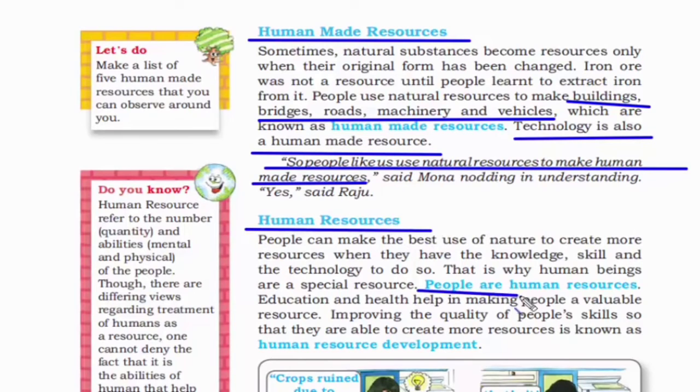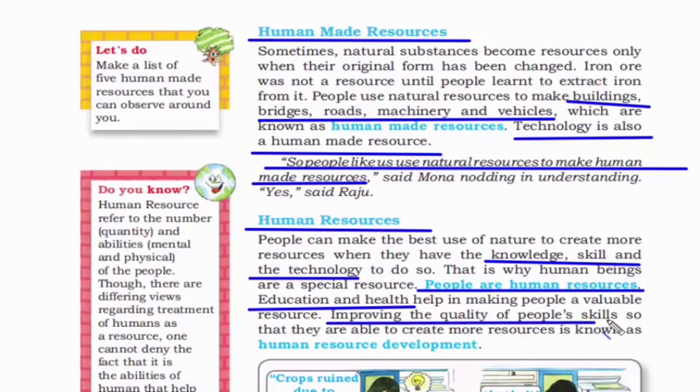So always remember, in this category, people are human resources because humans have the potential to multiply the natural resources with the help of knowledge, skills and technology. Education and health help in making people a valuable resource. That is why focusing on improving the quality of people's skills so that they are able to create more resources is known as human resource development. One of the reasons why developed nations are ahead is because of their human development index, which is pretty high because the quality of skills that is given to people is much higher than in other countries. Or in other words, we say they have a lot of opportunities to grow in life.